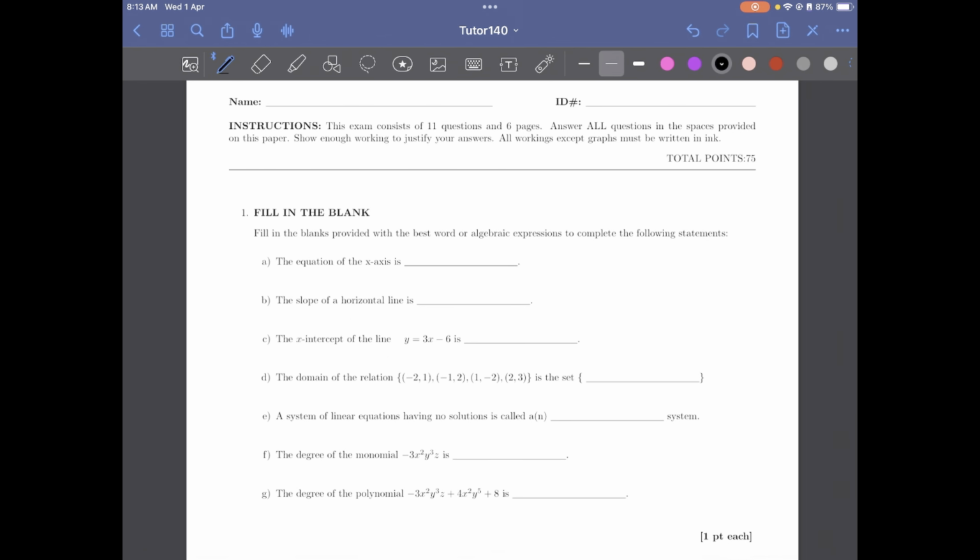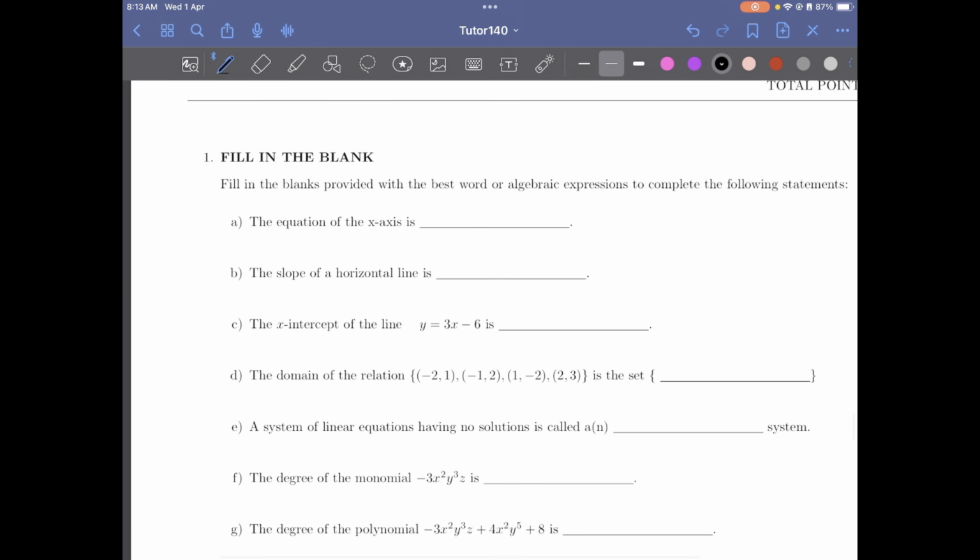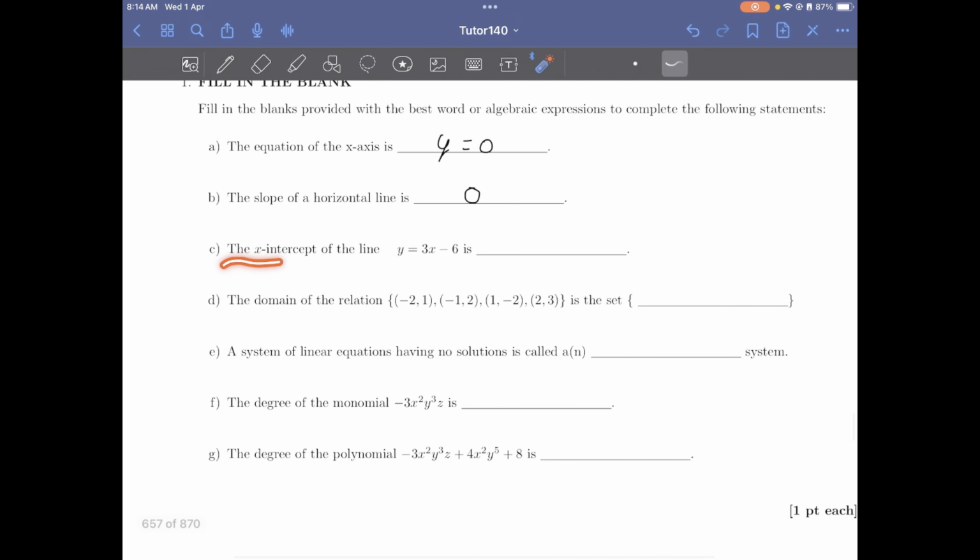Okay, so we're starting off with fill in the blank. The equation of the x-axis is y is equal to 0. And if you saw the equation of the y-axis, it would be x is equal to 0. The slope of a horizontal line is 0, and the slope of a vertical line is undefined. To find the x-intercept, set y equal to 0 and solve for x. So 3x is equal to 6, x is equal to 2. So the x-intercept of the line is (2, 0).